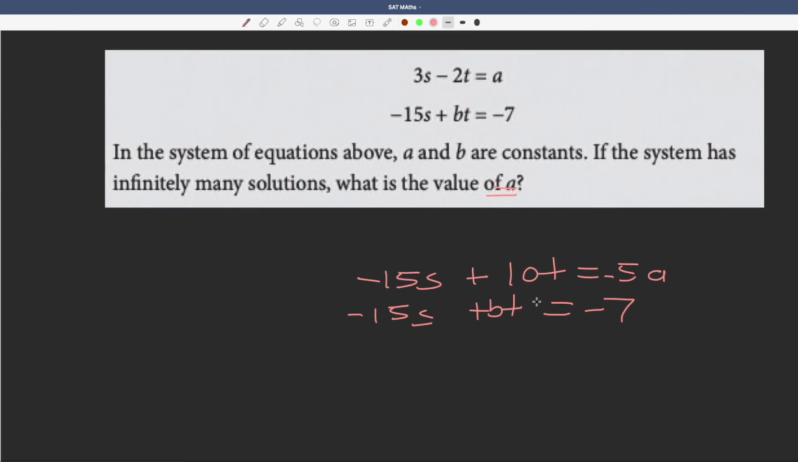So thus, this tells us that b must equal 10 and negative 5a must equal negative 7. So therefore, we solve this for a, which gives us a equals 7 over 5. So this is the answer to the question.